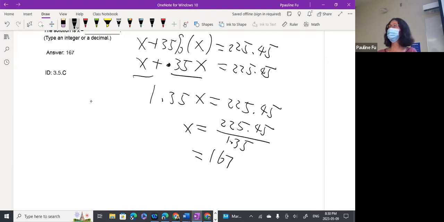Okay, any questions? In summary, in this lecture we did a lot of stuff. We started with percentage, polynomial addition, subtraction, multiplication, division, factoring, and also solving equations.